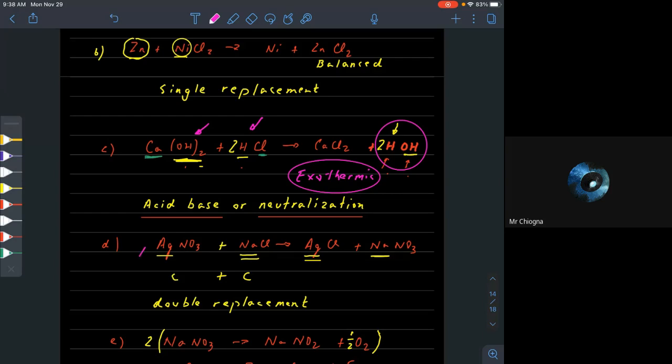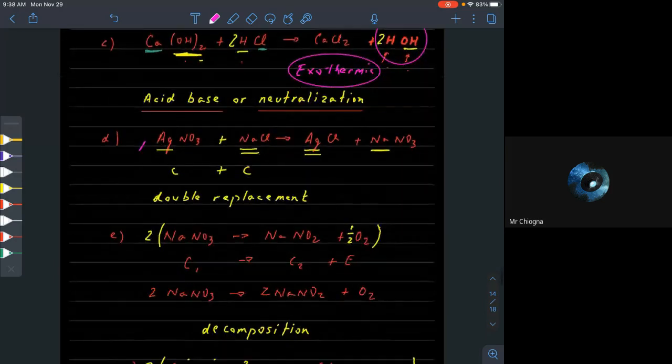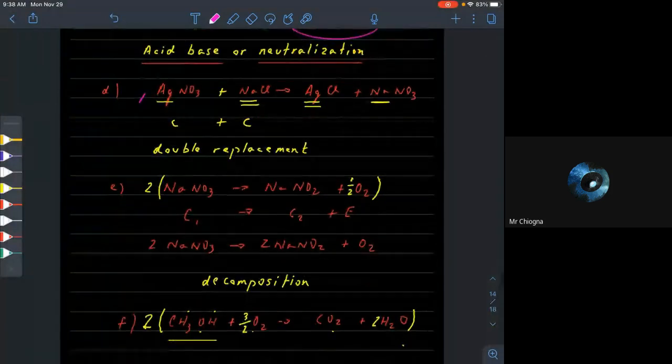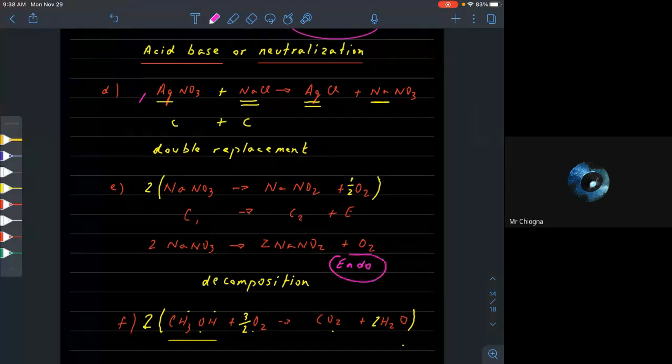Again, double replacement could be either. Decomposition, that's always going to be endothermic. You have to split it. You have to add energy to it. So this is going to be endothermic. You're putting energy here. You have to add energy to split it apart.